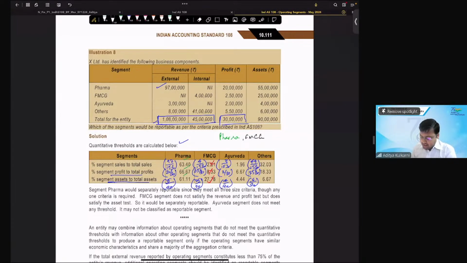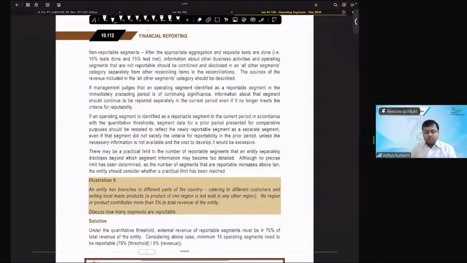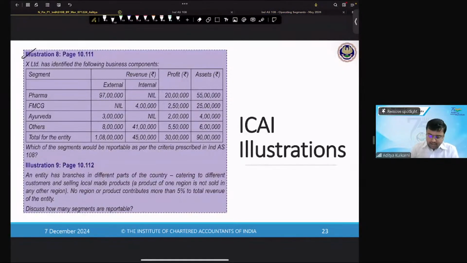Ayurveda, is it passing the sales test? Answer is no. Is it passing profit test? Answer is no. Is it passing the total assets test? Answer is no. So it is not separately classifiable. It is not separately reportable. Okay. So pharma would be separately reportable. FMCG would be separately reportable. And then you have others including Ayurveda. Did you understand? Yes, sir. All right. So that takes care of this.